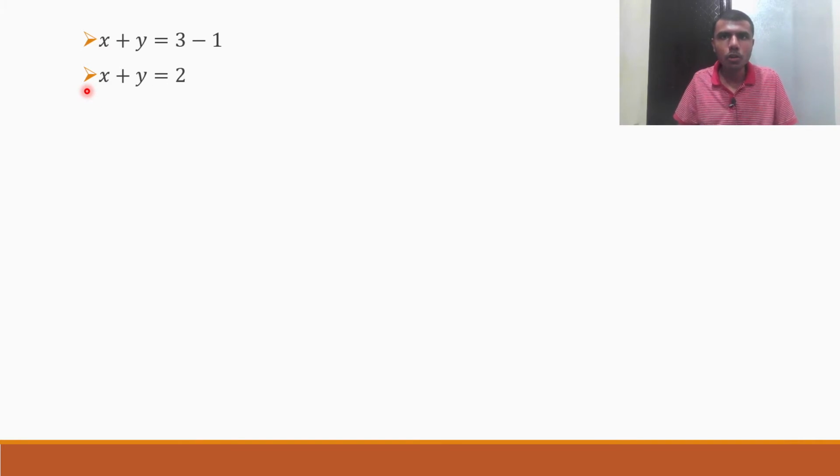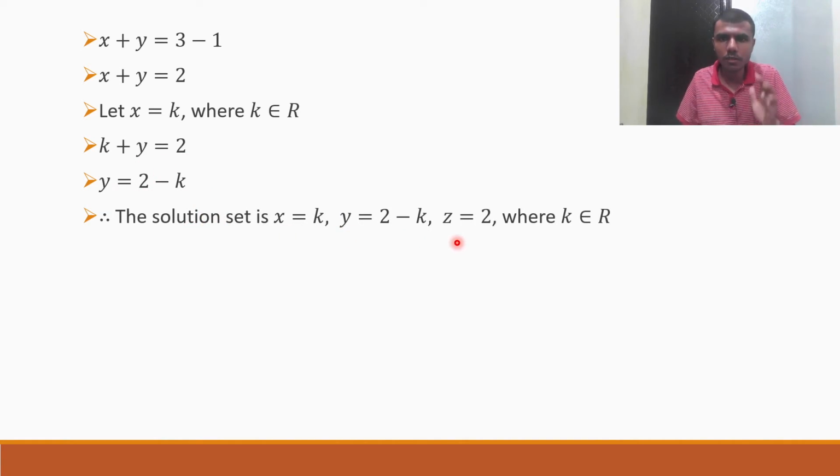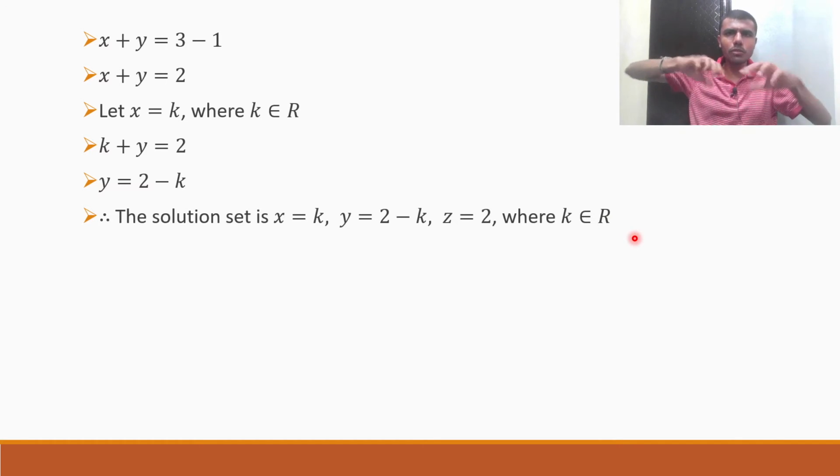Fine. Now how to represent that? For that we'll take x as k, where k belongs to R. Now put it here: k plus y equal to 2. So y will be 2 minus k. Hence my solution set is x equal to k, y equal to 2 minus k, and z equal to 1, where k belongs to R. Don't forget to mention this. Fine. That's it, guys. Thank you.